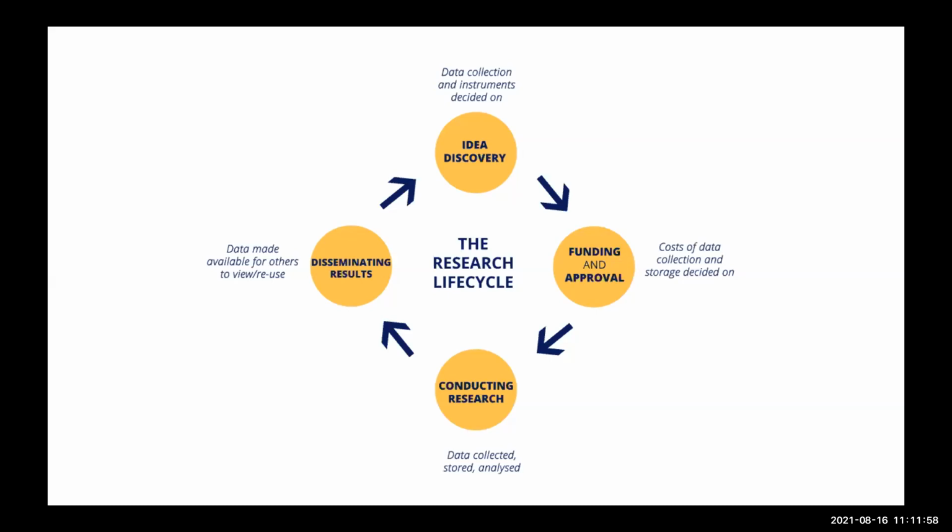During conducting research, the active stage of research, this is where the researcher will collect data, store it, and start analyzing it. This is the active phase, so a lot of the data work happens here, as you can expect. During disseminating results, the researcher would publish and share data in a repository and make it available with a license for other researchers to view and reuse.